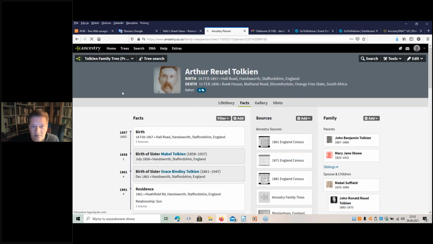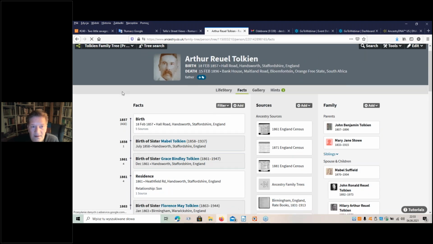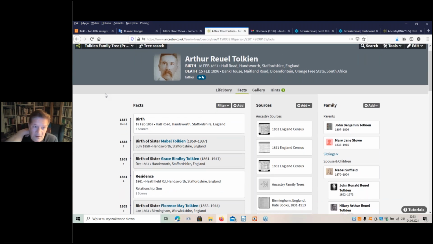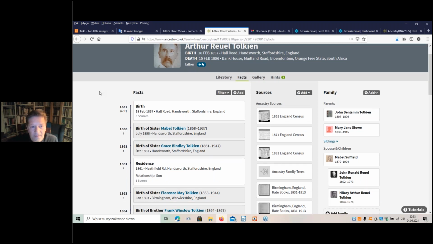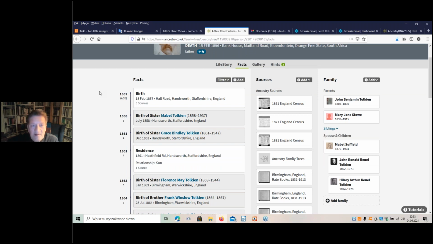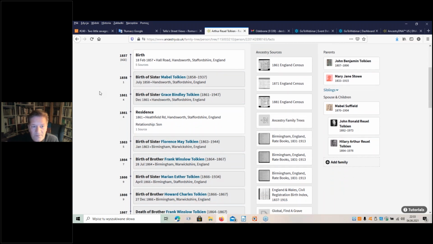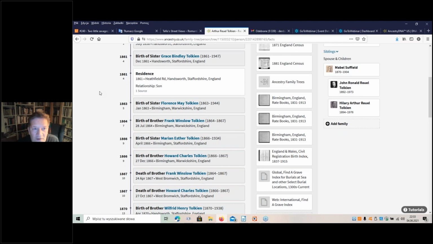more mysterious person. I found many addresses of the Tolkien family, and he was born on February 18th, 1857 in Hensworth in Staffordshire in England. And his father was John Benjamin Tolkien. We'll see him later. So he was born in the Midlands of England, and he changed addresses together with his family. For example, when he was 4, they lived by Heathfield Road in Hensworth.